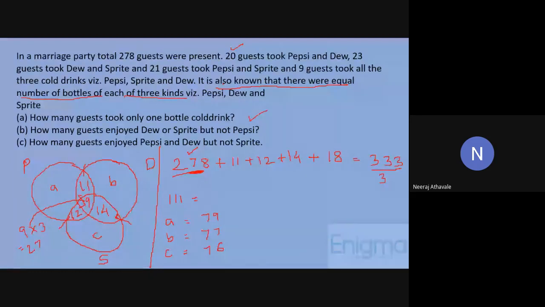Perfect. Ajay, your third answer is wrong. Check. So what will come for the first one? How many guests took only one bottle drink? So this will basically be A plus B plus C, which is 232. Now, how many guests enjoyed Dew or Sprite but not Pepsi? Okay, Dew or Sprite means B plus C plus 14.